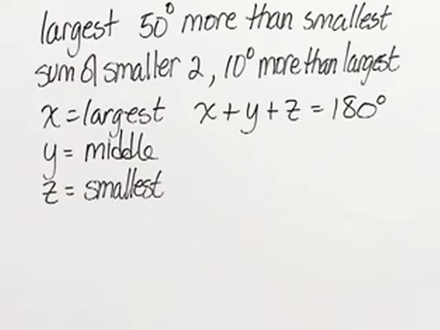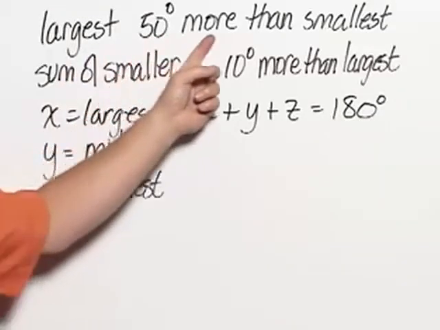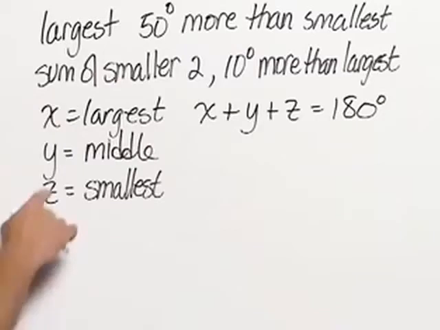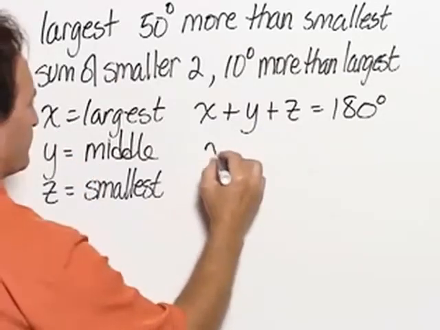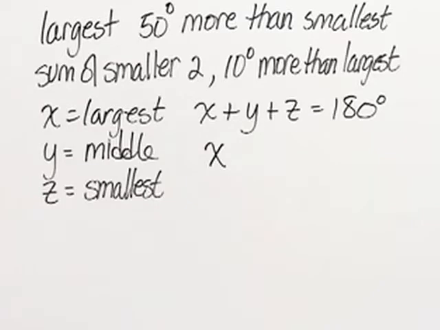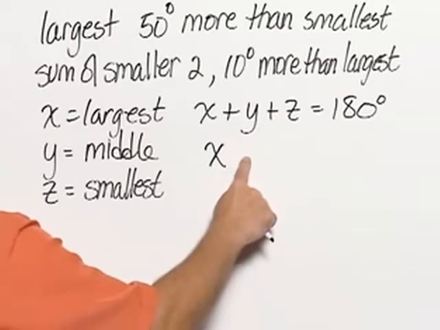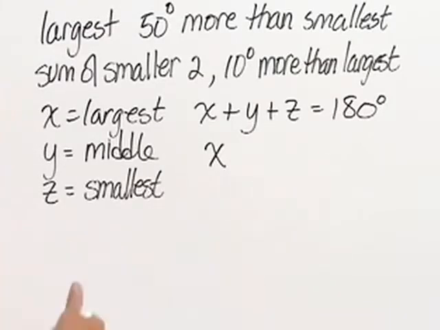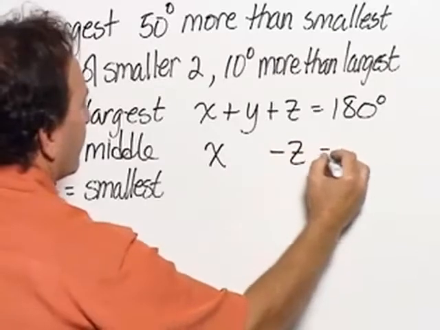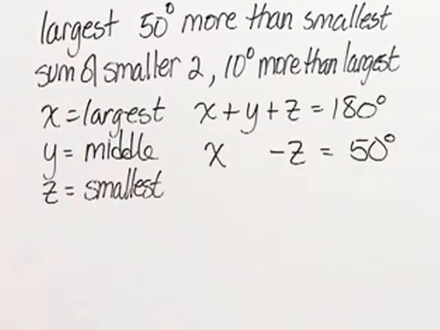For our next equation, the largest angle is 50 more than the smaller. Now, the largest angle is x. And that's going to be 50 more than the smallest angle, which is z. Now, what that means is originally we might write that x is equal to z plus 50. But what I'm going to do is rearrange that to say that x minus z is equal to 50. And that's the equivalent of saying that x is 50 more than z.